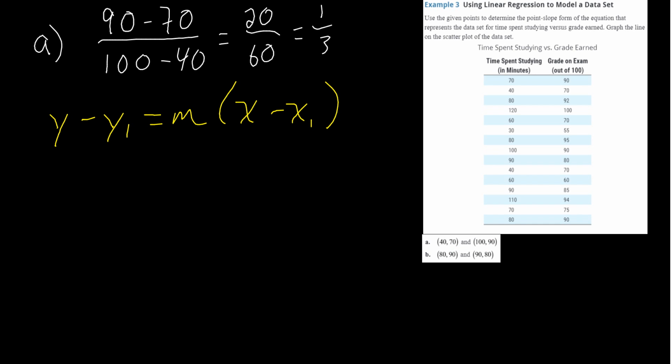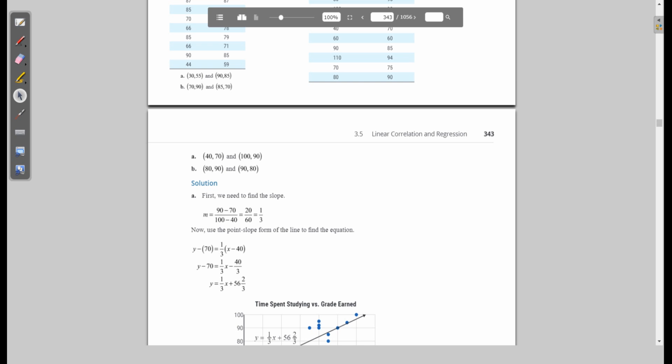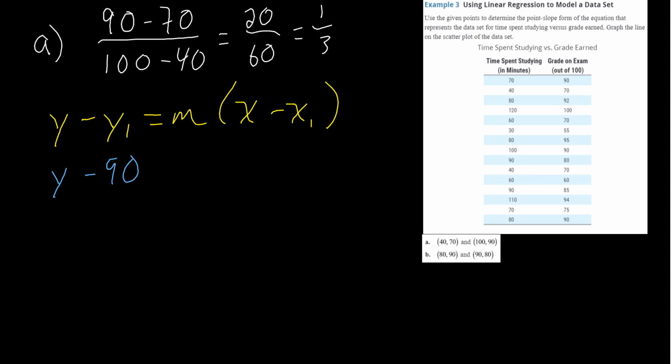So we're going to have y minus, and my y1 there is a 90, so y minus 90. Let me do the opposite of whatever the book is doing. All right, good. The book's using 70/40. Perfect. Okay, so y minus 90, and that's equal to 1/3, and then x minus 100.